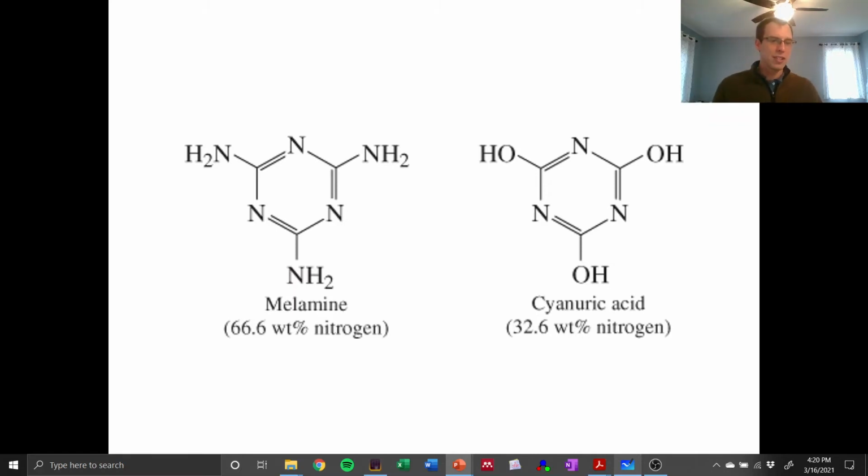Now, one thing you might notice about both of these molecules, well, one is made from the other, is that they have very high amounts of nitrogen in them. And the weight percents are listed beneath them. Melamine has a 67% weight percent nitrogen, much higher than your typical amino acid or a typical protein, which has something like 16%, as we said.